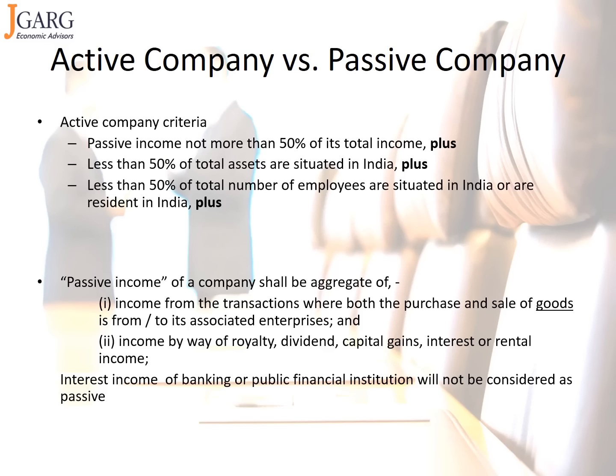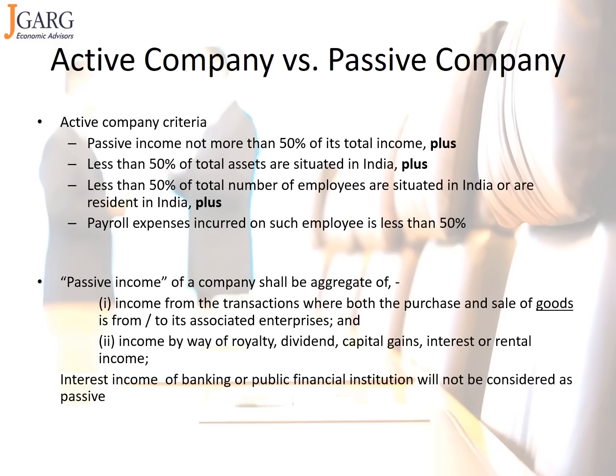The next condition is that less than 50% of the total number of employees are situated in India or are resident in India. So it talks about employees, not your agents or the contract workers. So if the employees are in India, wherein the employer-employee relationship is getting satisfied, they are situated in India or they are resident in India, then this criteria we need to check. Then another criteria is payroll expenses incurred on such employees less than 50%.